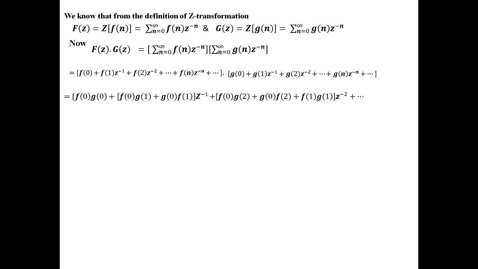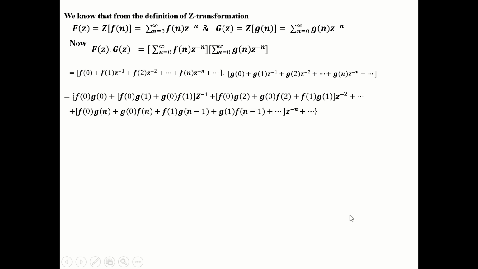Next, you take the second term in the first bracket, f of 1 into z power minus 1, then the second term in the second bracket, g of 1 into z power minus 1. F of 1 into g of 1, z power minus 1 into z power minus 1. Adding powers, z power minus 2. That is also a z power minus 2 term. So taking z power minus 2 outside, you will get f of 0 g of 2 plus g of 0 f of 2 plus f of 1 into g of 1, times z power minus 2, plus and so on.